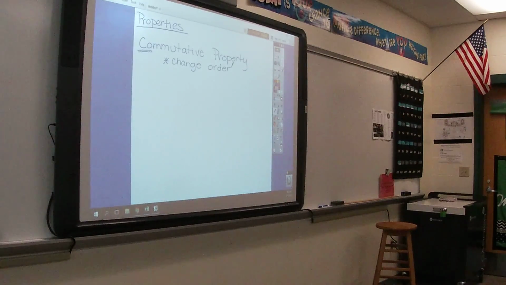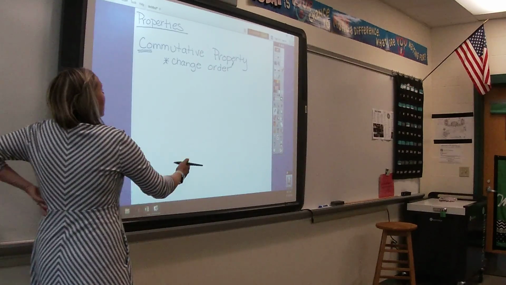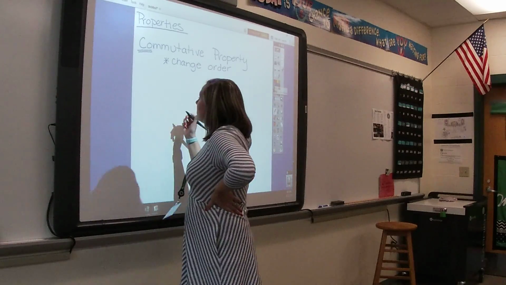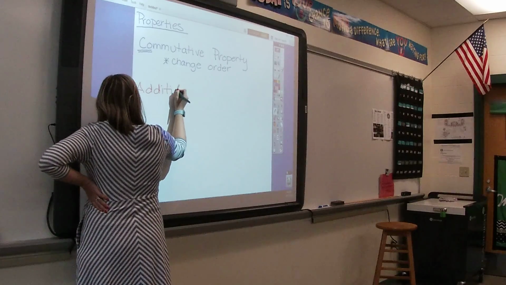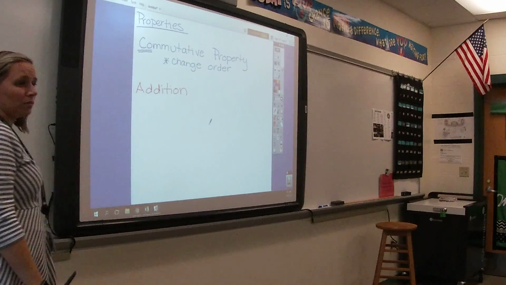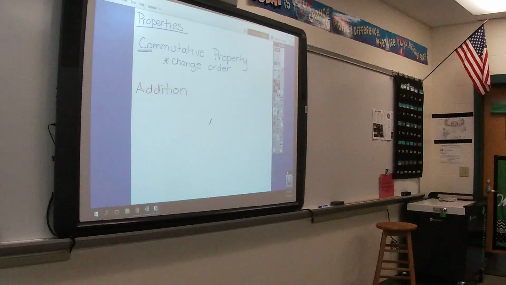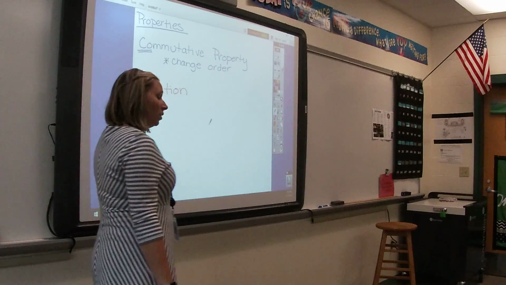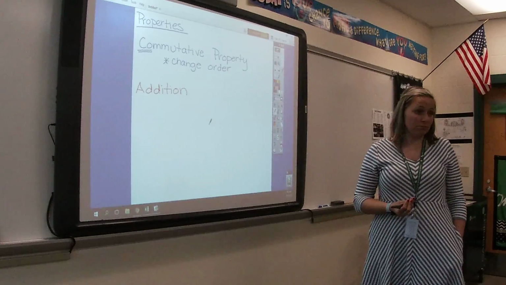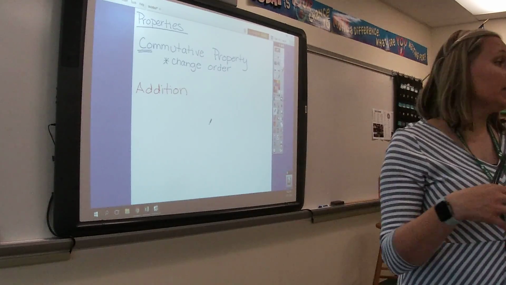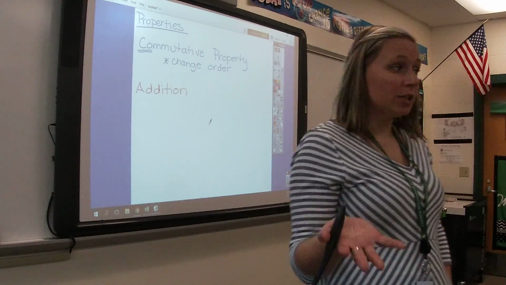And this property exists under two operations. Okay, there are two different operations where we are allowed to use the commutative property. We can use the commutative property when we are dealing with addition. So technically that would be called the commutative property of addition. Okay, and it simply says that we're allowed to change the order of addition.